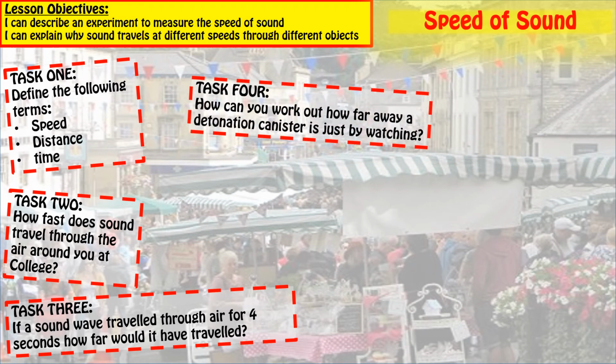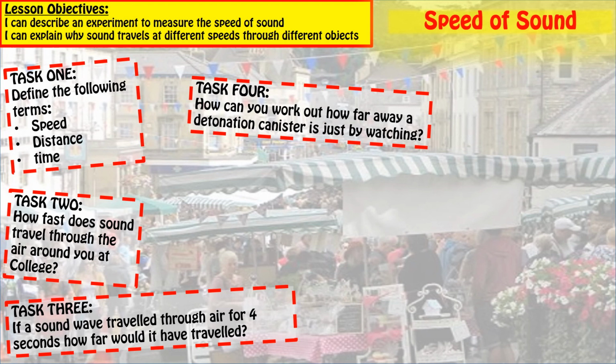4, how can you work out how far away a detonation canister is just by watching? So imagine that there's a detonation, like a big bomb about to go off, and you're a very, very big safe distance away from it, maybe 3 or 4 kilometers, so 3,000 or 4,000 meters away. How could you work out how far away it was just by watching it? How would you know without actually having to measure that 3,000 or 4,000 meters?